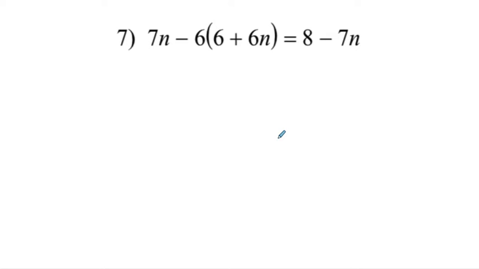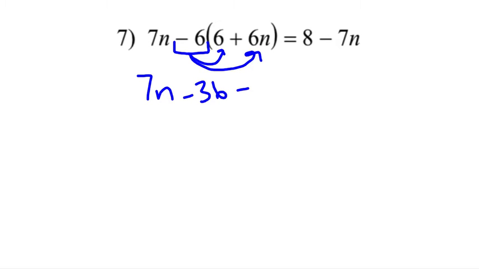Number 7. So now we have a lot of stuff happening here. No big deal. Just take it one step at a time. Take your time on these, okay? You don't have to rush. But I see some distributive property that needs to happen here because I have parentheses. So let's start by bringing 7n down. And then when you multiply this through, don't forget you need to take the negative with it. Negative 6 times 6 is negative 36. Negative 6 times 6n is again negative 36, but now we have an n with it.